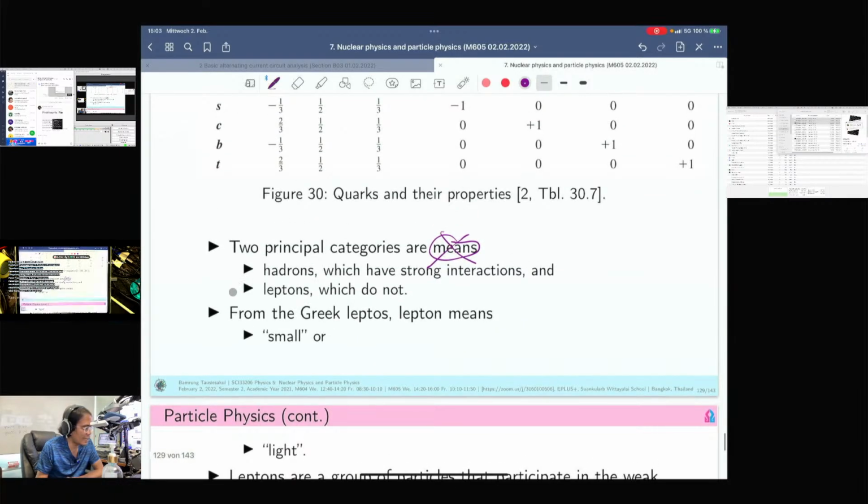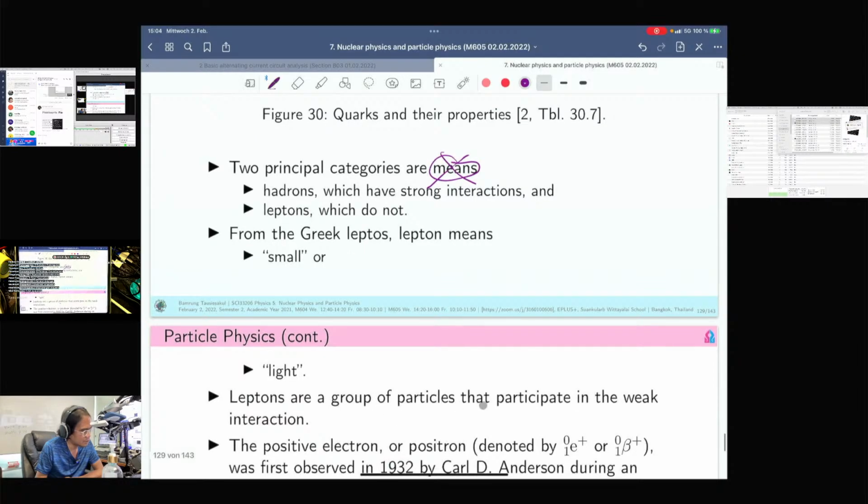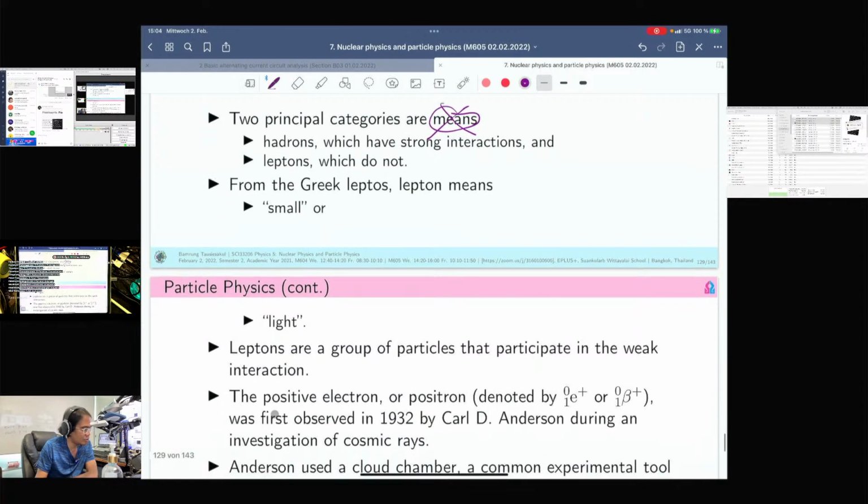So let's consider the light ones first, leptons. What is the meaning of lepton? Lepton is a word from Greek. We borrow the word leptos from Greek. So lepton means, from the Greek word, small or light. Leptons are a group of particles that participate in the weak interaction. Okay, they don't participate in strong interaction, but rather in weak interaction. The positive electron is known as the positron, right? This is what you may have seen before in the nuclear reaction process, right?